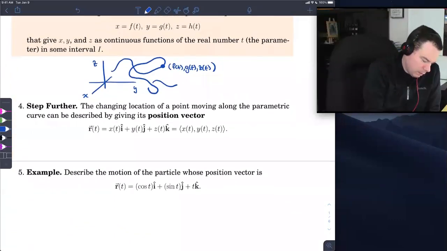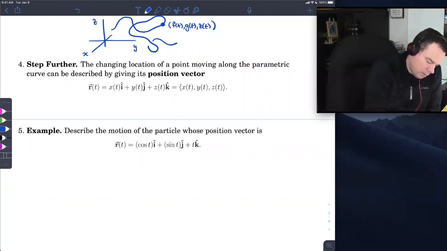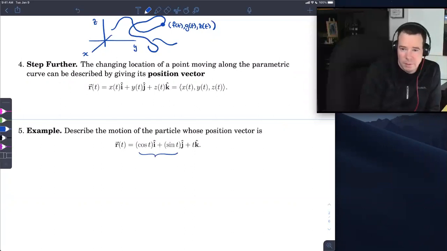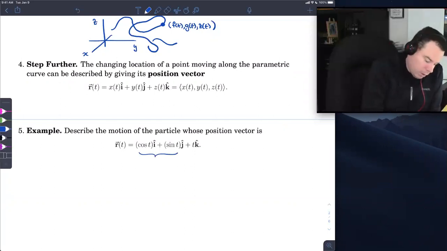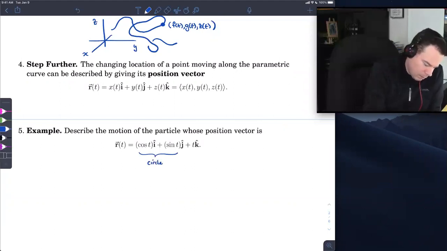Let's have a look at an example. Describe the motion of a particle whose position vector is given by r of t equals cos of t i hat plus sine of t j hat plus t k hat. So again, if I just focus on these two, cos of t and sine of t, those are our circular functions. Cos and sine together are what we use to parameterize circles. So this is going to be a circle. I'll put it in quotes because we'll see what actually happens.